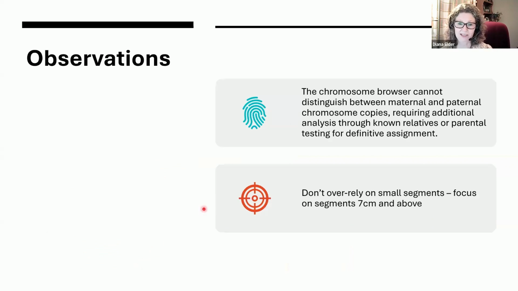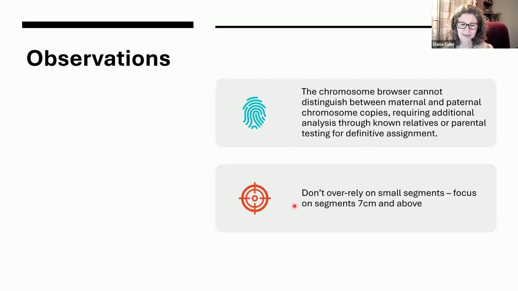Okay, so some observations just to really reinforce this: the chromosome browser cannot distinguish between maternal and paternal copies. It requires additional analysis through known relatives or parental testing for definitive assignment. We have to be careful. And then the other point is that we don't want to over rely on small segments. We know the danger of small segments, that they may not be real DNA segments. They could be false positives. And so we want to make sure we're focusing on something that's at least 7 centimorgans. I like to go 10 or 15 even. So, you get to decide for yourself how small you want to go, but you want to be careful with that.